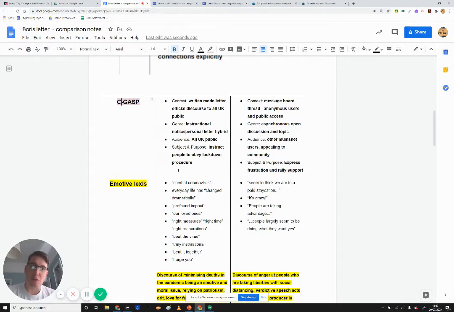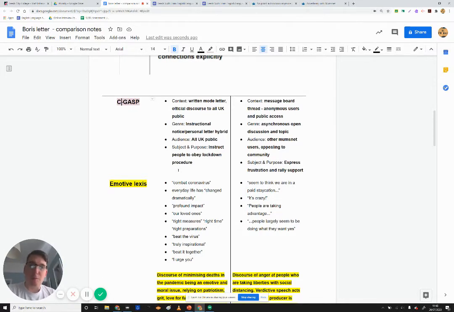The genre of both texts. The first one is an instructional notice, but it also has elements that make it a little bit like a personal letter. So we'll talk about that in terms of tone and how Boris actually refers to things. So it's a little bit of a hybrid genre, a little bit of a hybrid register between those two things. So it's instructional, but also it's got elements of personal, emotive aspects to it.